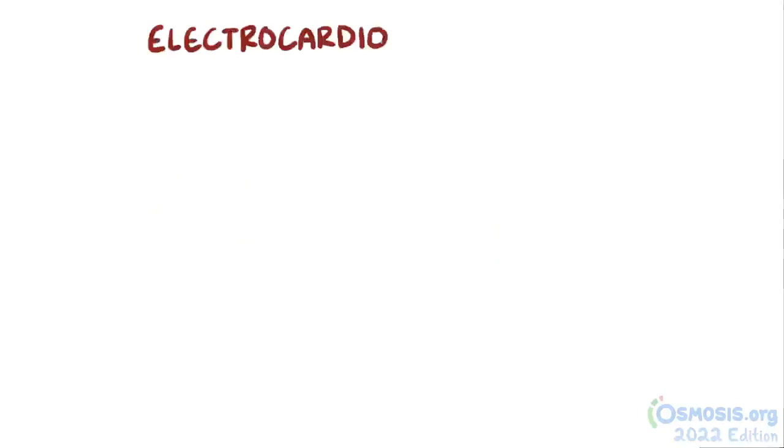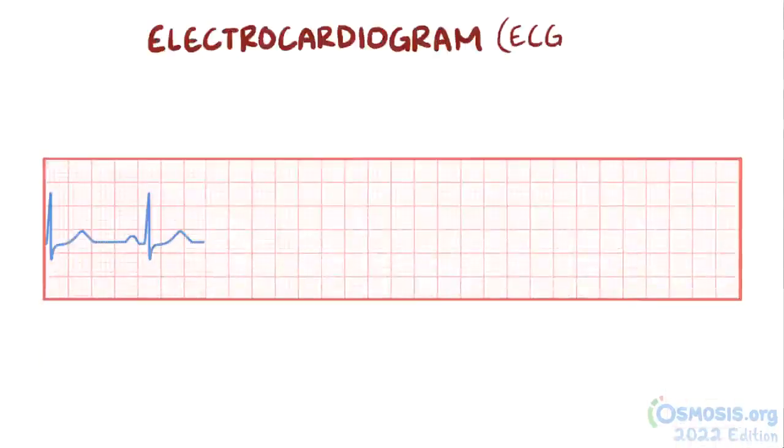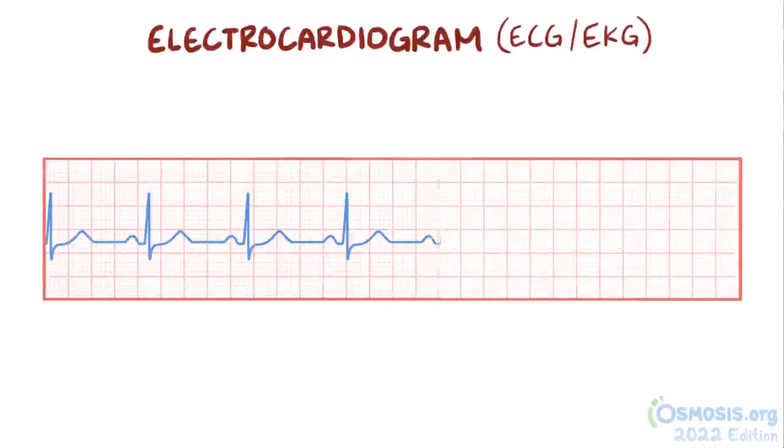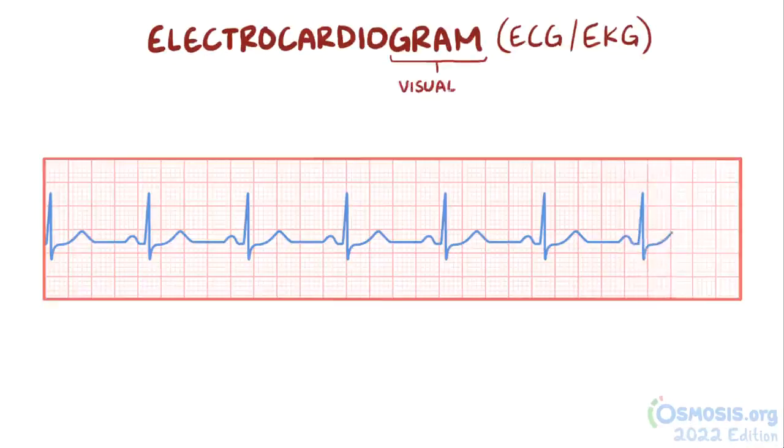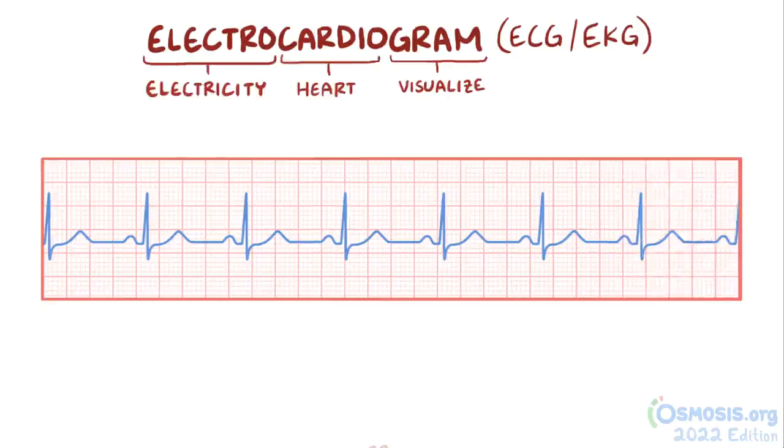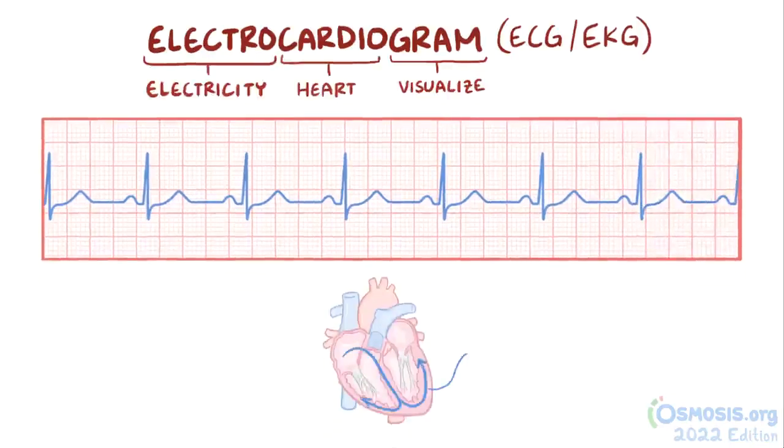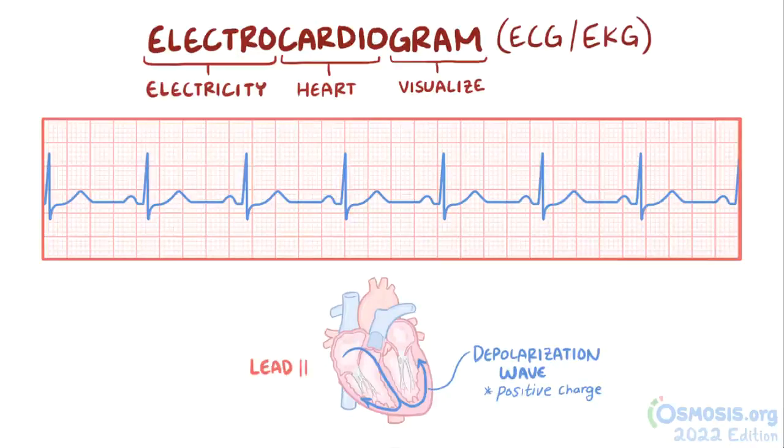An electrocardiogram, or ECG, or the Dutch or German version of the word EKG, is a tool used to visualize the electricity that flows through the heart. An ECG tracing specifically shows how the depolarization wave moves during each heartbeat, which is a wave of positive charge. And the way it looks depends on the set of electrodes you're using. This particular set of electrodes is called lead 2, for example, with one electrode on the right arm and the other on the left leg.